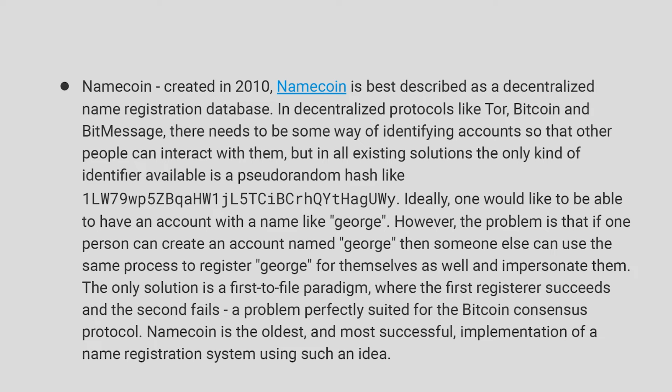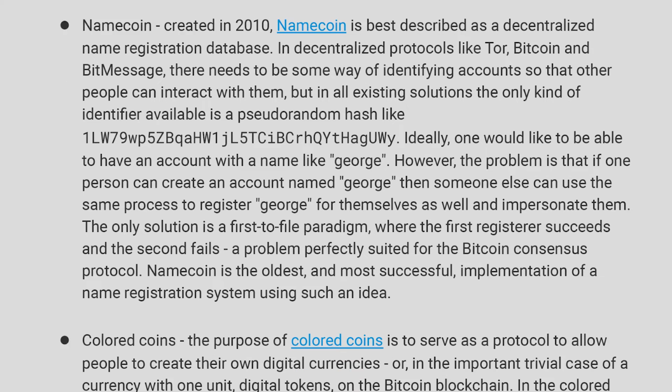However, the problem is that if one person can create an account named George, then someone else can use the same process to register George for themselves as well as impersonate them. The only solution is a first-to-file paradigm, where the first register succeeds and the second fails, a problem perfectly suited for the Bitcoin consensus protocol. Namecoin is the oldest and most successful implementation of a name registration service using such an idea.